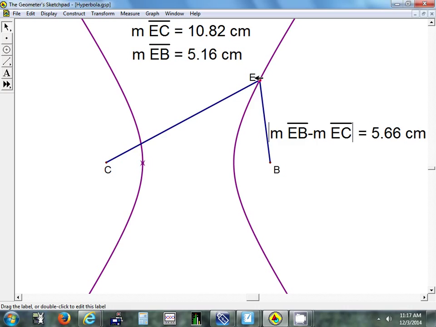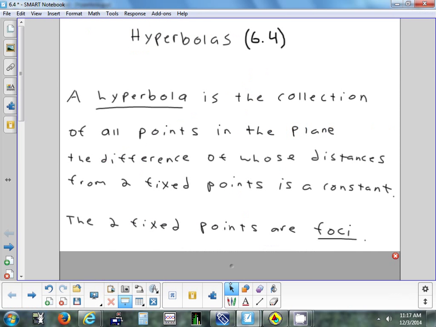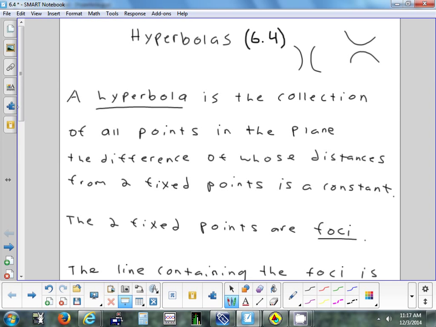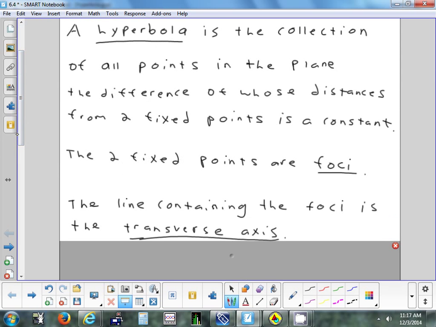There's two ways that a hyperbola can look. Kind of like an ellipse, there's two different ways. A hyperbola can either look something like that, or it can look something like that. So the two pieces either line up horizontally or vertically. Okay, the line that goes right through the foci, that's called the transverse axis.